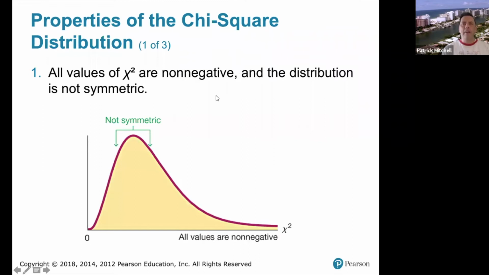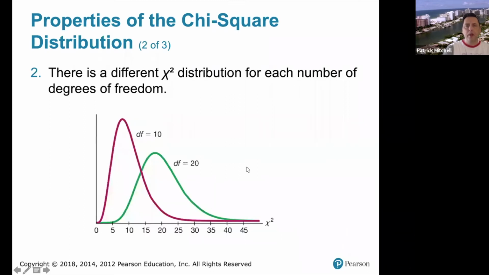All right, properties of the chi-square distribution. So this is what a chi-square distribution looks like. Notice it is not symmetric. All values of chi-square are non-negative. And for each different number of degrees of freedom, there is a different chi-square distribution. You can see some examples here.